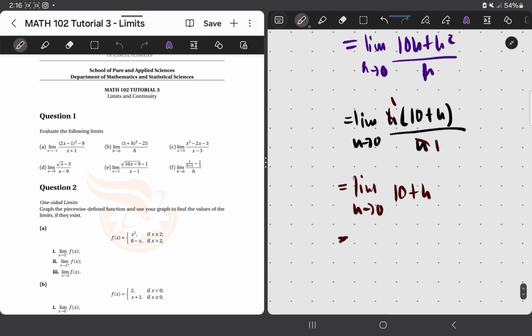Okay, now what is h going to? Once we have something which is not a fraction, we substitute. h is going towards 0, so we put 0. So it's going to be 10 plus 0. And our final solution will just be 10. And we are done. How good is this?